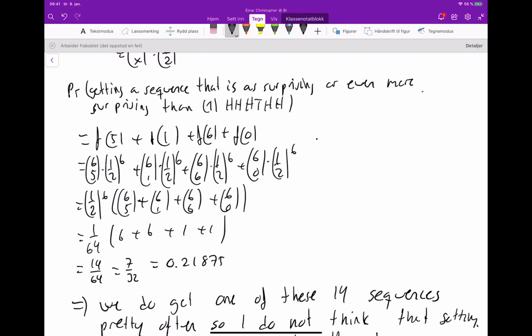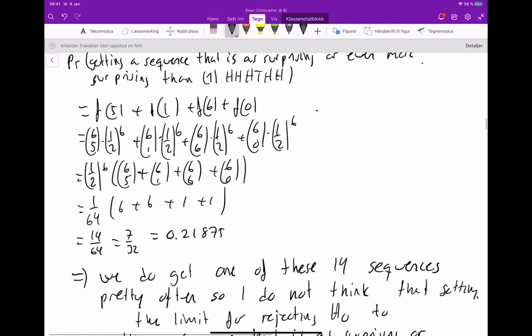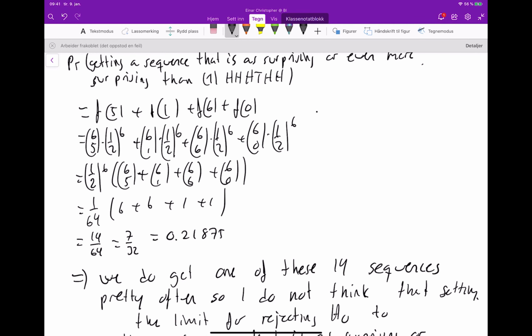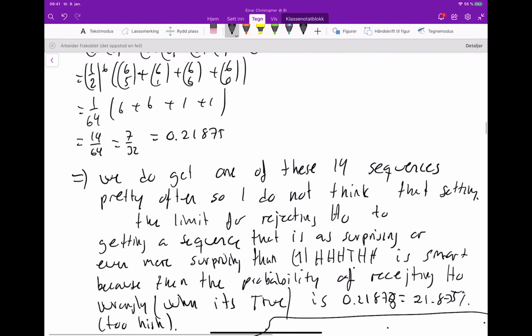And then we have that 6 over 5 is 6, and 6 over 1 is 6 because of symmetry, and 6 over 6 is 1, and 6 over 0 is 1. And we get that the probability asked to compute is 14 divided by 64, which is 7 divided by 32, which is 0.21875. So we do get one of these 14 sequences pretty often. Actually, in 21.875% of the cases.